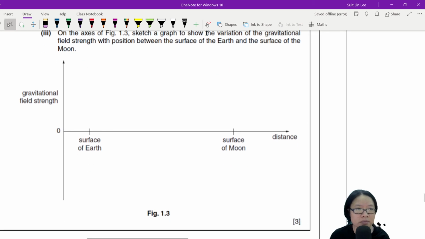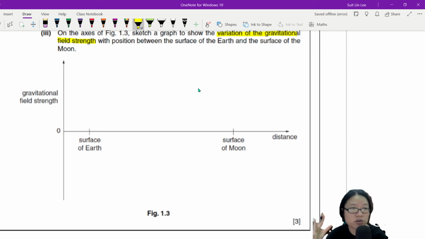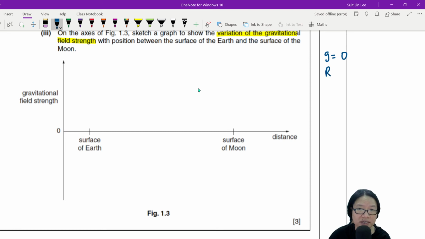Okay, now the last part. On the axis, sketch a graph to show the variation of the gravitational field strength with position between the surface of the Earth and the surface of the moon. Okay, so I know one answer definitely. I know the resultant is 0 when the distance is 54 times the radius of the Earth. So basically I'm going to draw it very close to the moon, about 10%. So somewhere here. So I must pass through this point. I must cut the x-axis.